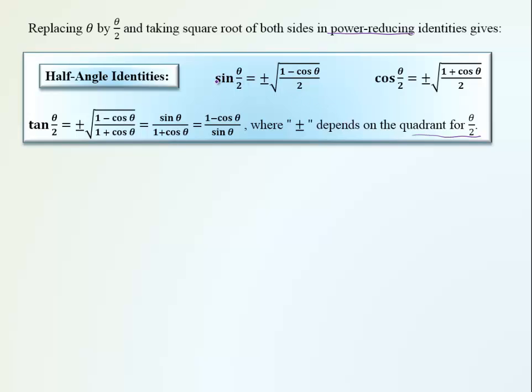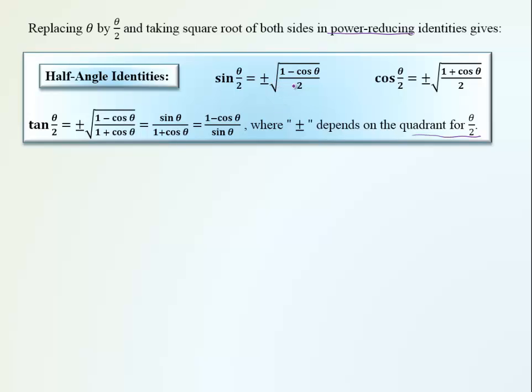We know that sine is positive in the first two quadrants, so if theta half is from 0 to 180, then we use positive, otherwise we use negative. Similarly, we develop the formula for cosine half angle, again using power-reducing identities and taking the square root on both sides. And finally, tangent of theta half. Well, tangent of theta half is basically the same as sine of theta half over cosine of theta half.